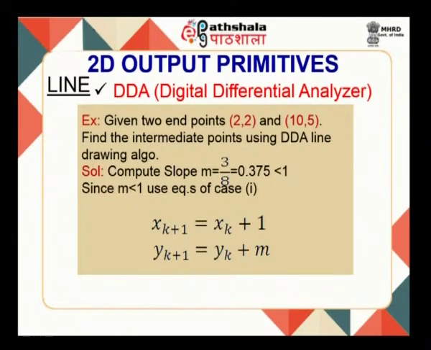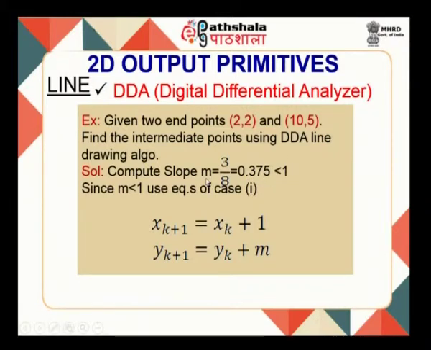So, an example is given here. Given the two endpoints, say 2, 2 and 10, 5. As soon as the endpoints are given, find the intermediate points using the DDA line drawing procedure. As the first step, immediately you can check the slope. You will notice that the slope m is equal to y2 minus y1 by x2 minus x1, which gives us 3 by 8, which is actually 0.375, which is less than 1.